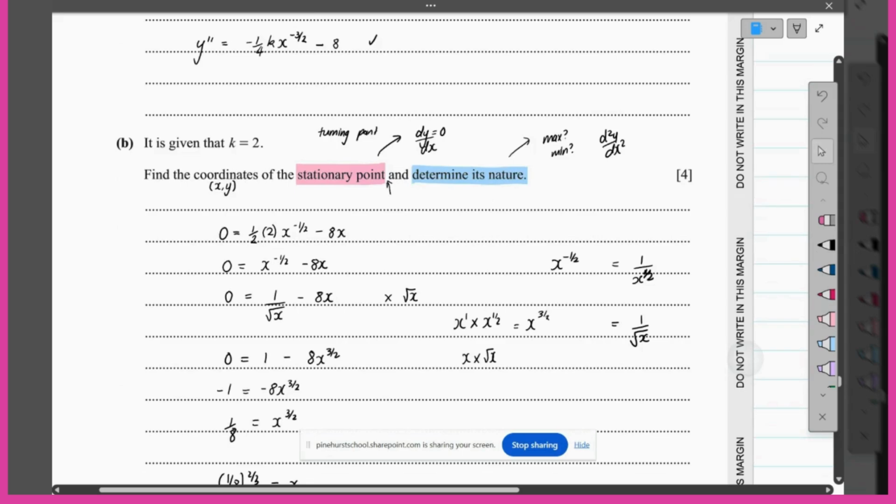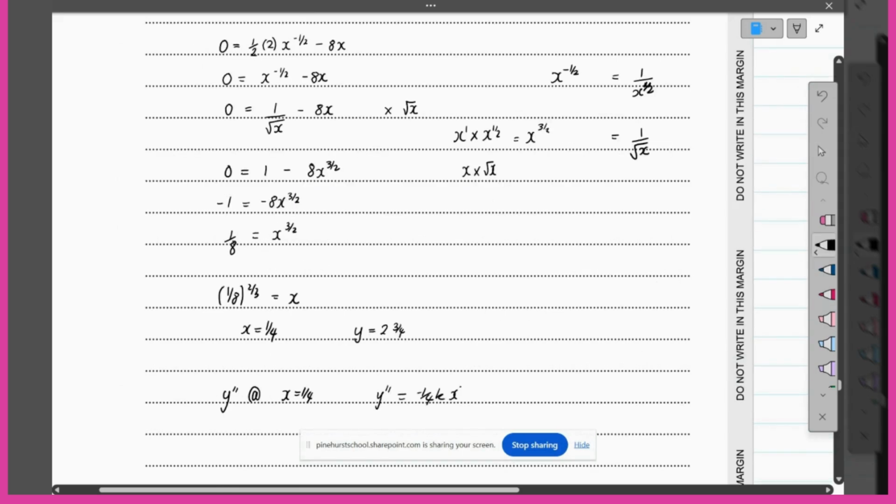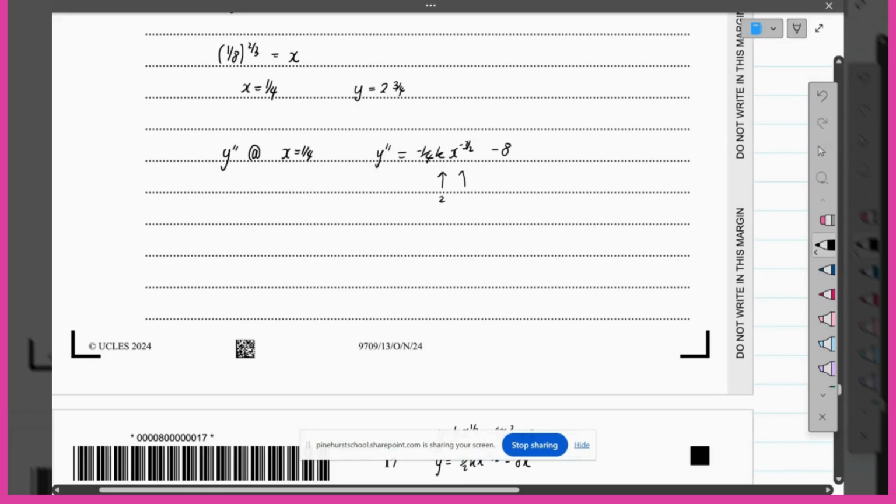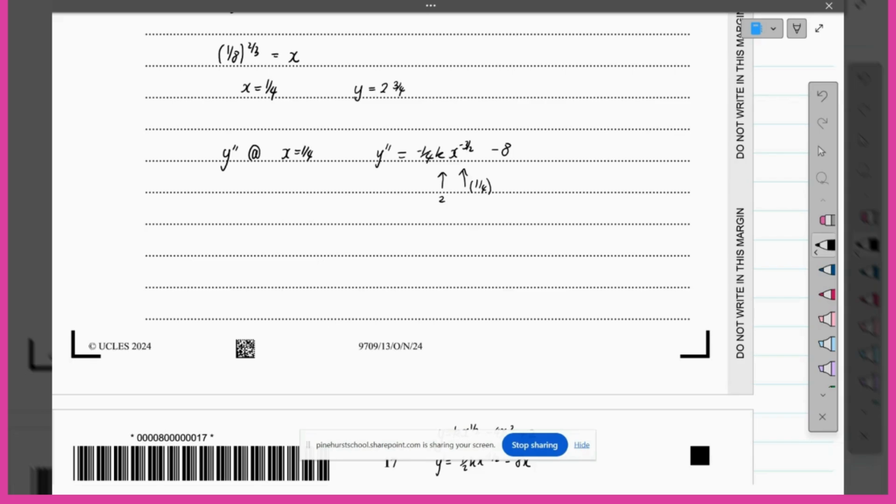And then it was x to the -3/2 minus 8. Okay, so we know k is 2, and we know x is 1/4. And when we chuck that into the calculator, we will find that y double dash is less than 0, which is considered a maximum. And that's all you need to do. You don't actually even have to work out what the second derivative is in order to get that mark.